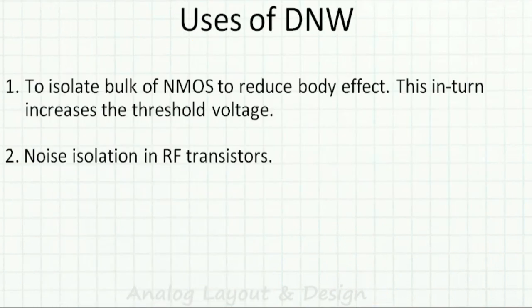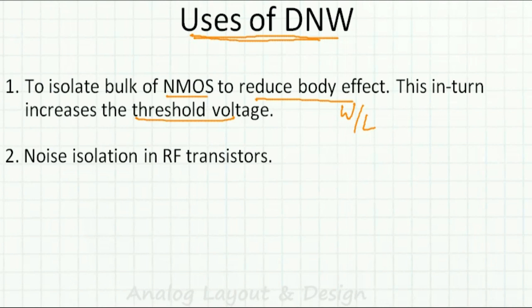So what are the uses of deep Nwell? We understood the concept of deep Nwell. Basically, we want to isolate the bulk of an NMOS transistor. And why do we want to isolate? Because we want to reduce something known as the body effect. What does this body effect do? It increases the threshold voltage, which in turn increases the W by L of the transistor. The area increases, and a lot of other parasitic capacitances increase. So we don't want the W by L to increase because of the threshold voltage increase. For that reason, we use an isolated bulk.